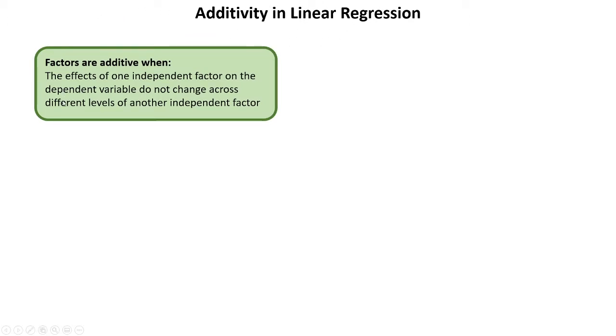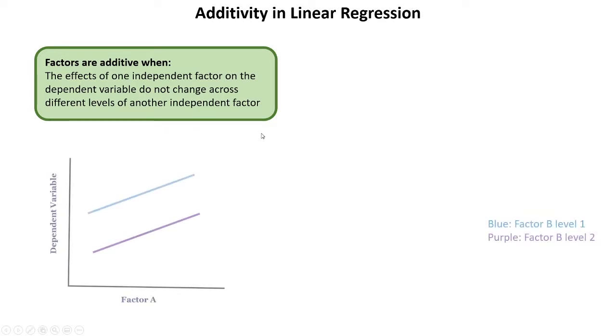So additivity in linear regressions. Factors are additive when the effects of one independent factor on the dependent variable do not change across different levels of another independent factor. So what does this mean? We have two factors. One is factor A, depicted here on the x-axis. The other is factor B, and we'll say that factor B has two levels. Level 1 is blue, and level 2 is purple. In this case, level 1 is up here, level 2 is down here.